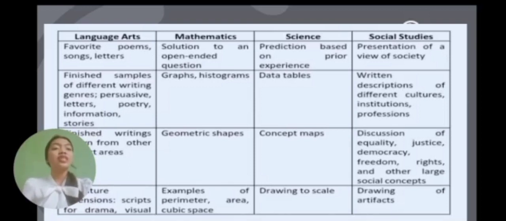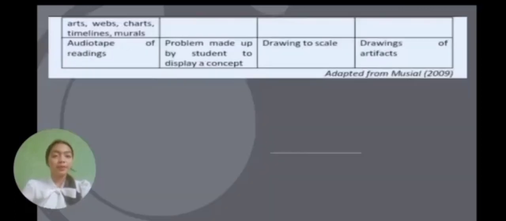And for the social studies, we have presentation of a view of society. We have written descriptions of different cultures, institutions, and professions. Next is the discussion of equality, justice, democracy, freedom, rights, and other large social concepts. Next is the drawing of artifacts.